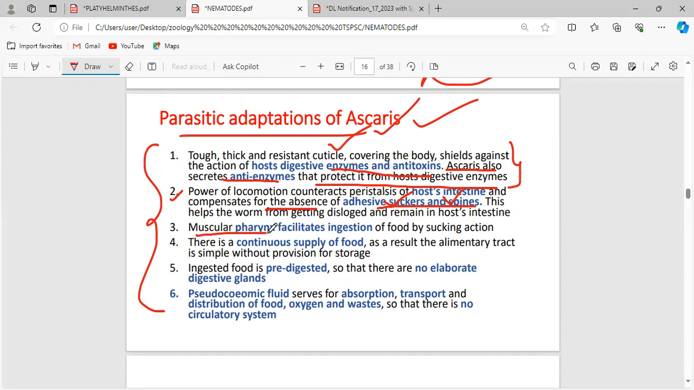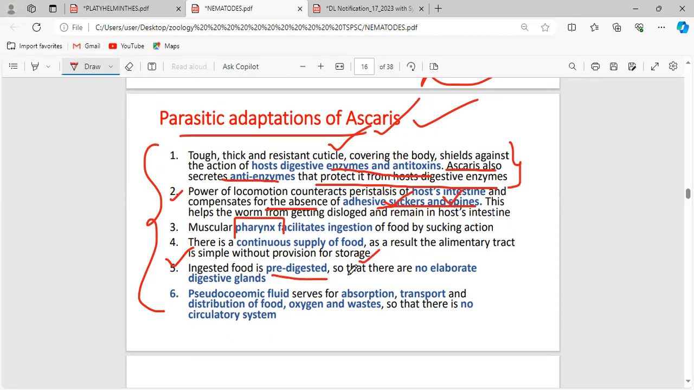Now, muscular pharynx facilitates the ingestion of food by sucking action. See, the pharynx is a digestive tract organelle, and because of this structure, the parasite can be easily swallowed again into the intestine. There is a continuous supply of food, and as the alimentary tract is simple without provision of storage, it is easy for Ascaris to survive in that environment.